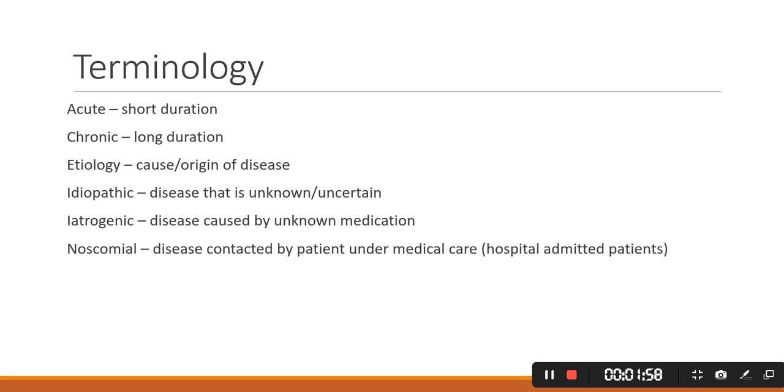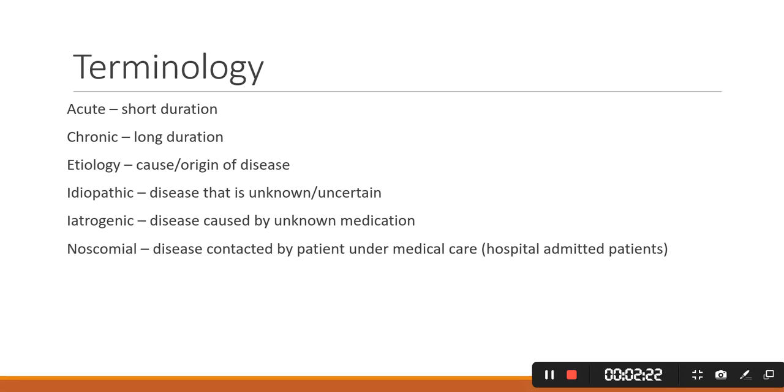Some terminologies which we'll be using during our studies are: acute, which means of short duration; chronic, which means of long duration; etiology, which means studying the cause or the origin of the disease; idiopathic, a disease that is unknown or uncertain. There will be some diseases whose cause you will not know, so those are all idiopathic.